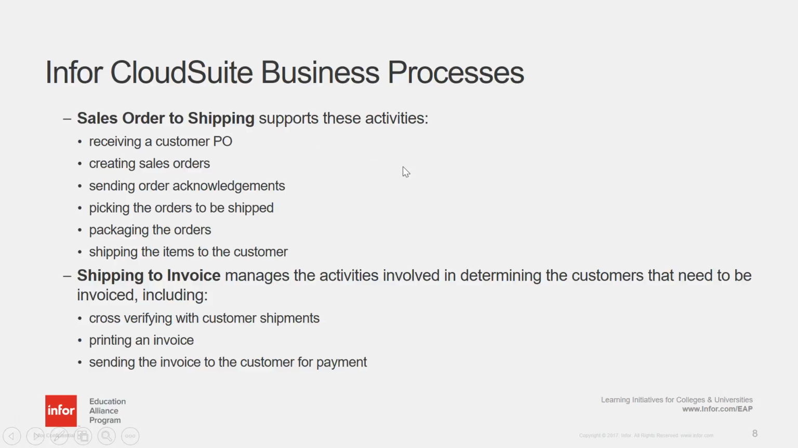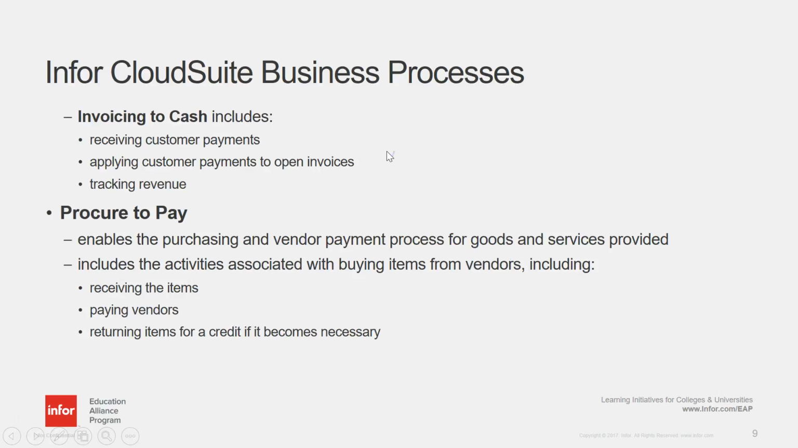We also have some sales order, shipping, invoicing that has to happen. Invoicing ultimately turns to a customer payment. The customer payment then actually becomes part of the revenue stream. Our next business process is procure to pay.